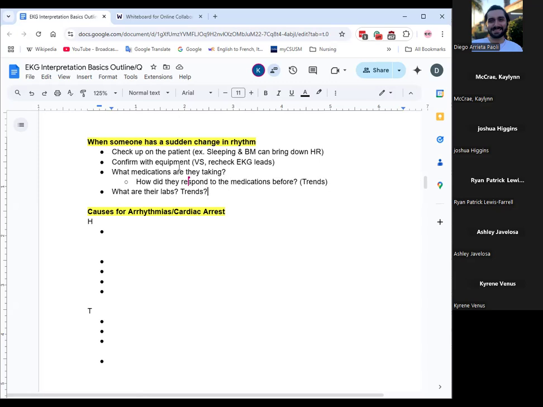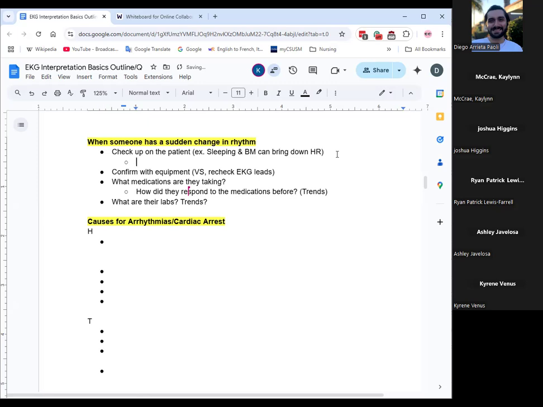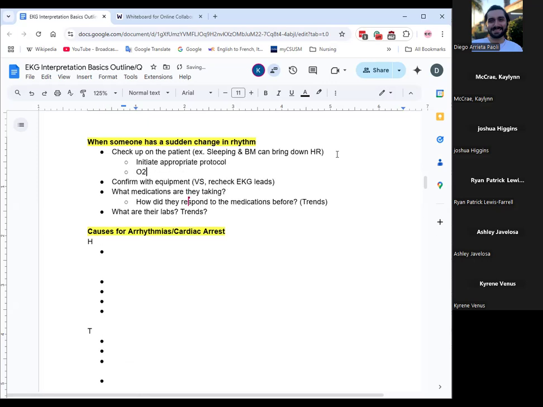Anything else? So you guys said vital signs. I said patient. I like the whole initiate appropriate protocol, like O2 if it's appropriate or insufficient. I like that better, just because some people are technically COPD, so it depends on that as well.